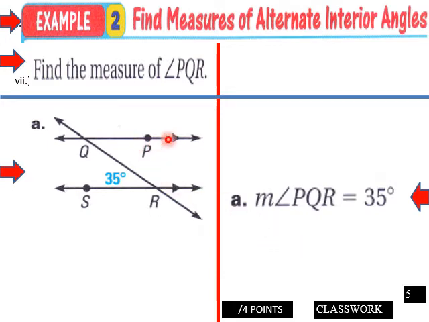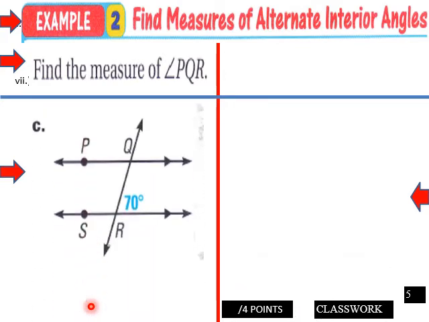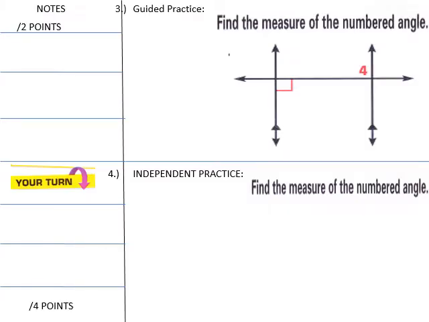PQR would be 35 there. And then this angle here is 120. Find a measure of PQR. PQR here would be 120. So these would be corresponding. And then PQR would be here, 70, so guess what that would be? It would be a 70.